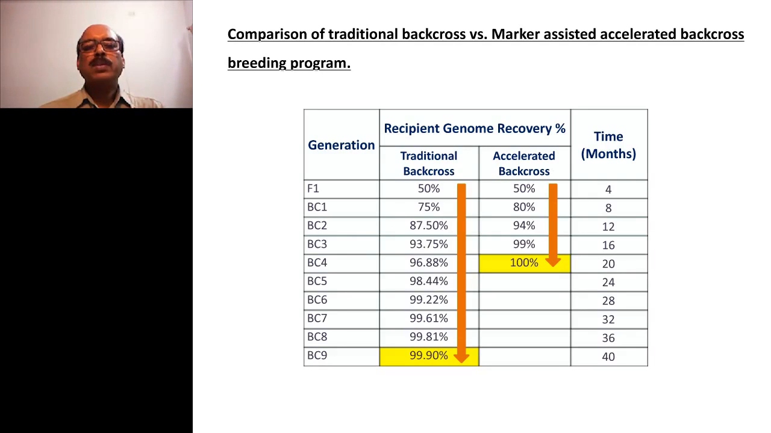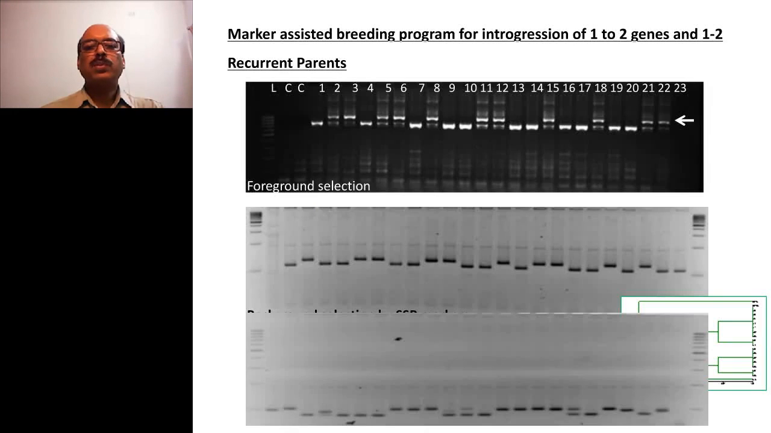And if we are using marker-assisted breeding for introgression of 1 to 2 genes, and if there are 1 to 2 recurrent parents where the genes are being transferred, then the conventional method, not really conventional method, but the method which was used, I would say 5 to 7 years back, involved carrying out foreground selection using PCR with specific primers for the gene or genes of interest, select the plants carrying the genes, and carry out background selection by genotyping using SSRs on such plants, and select the best plants from this generation.